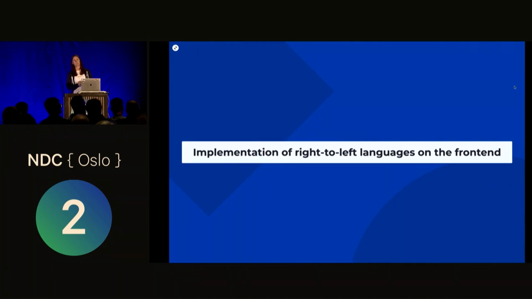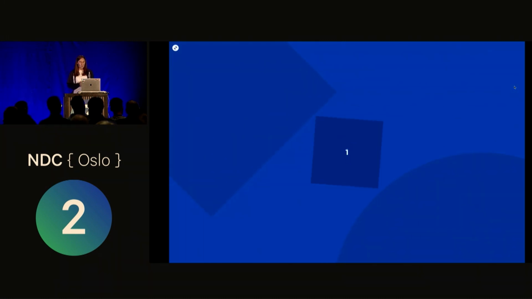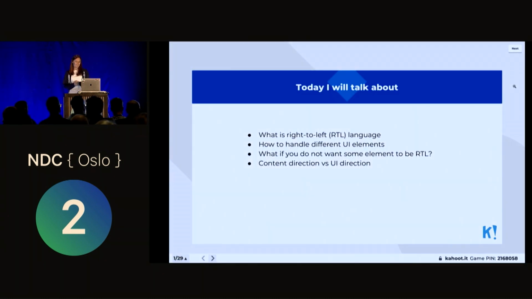Implementation of right to left languages on the front end. As I said, today I will talk about how we implemented a right to left language, which is Arabic, and how to handle different UI elements on the page regarding the rules of right to left languages. What you should do if some of the elements you don't want to flip according to right to left language rules, and probably the most interesting part, content direction versus UI direction. I will talk in detail later.